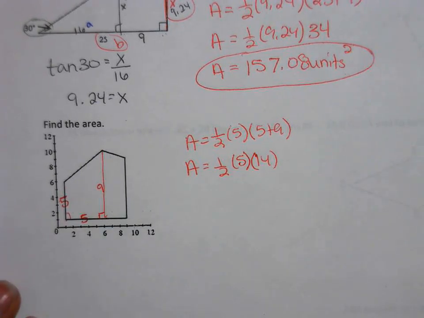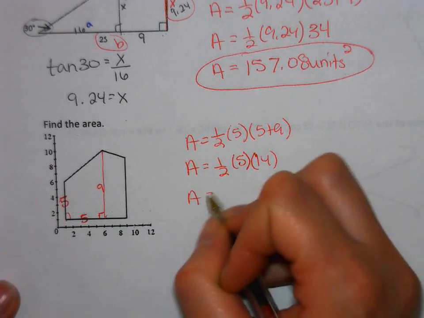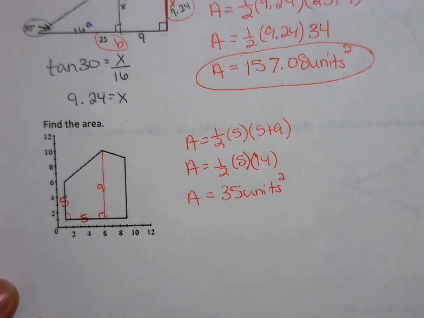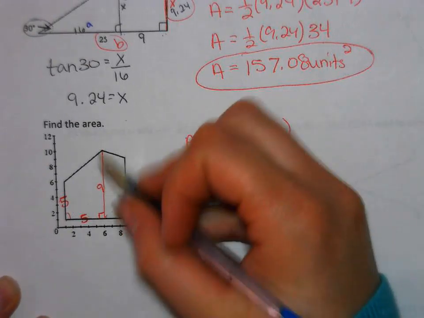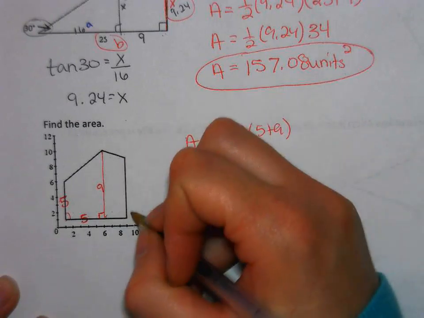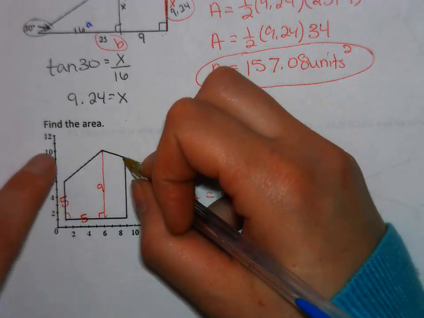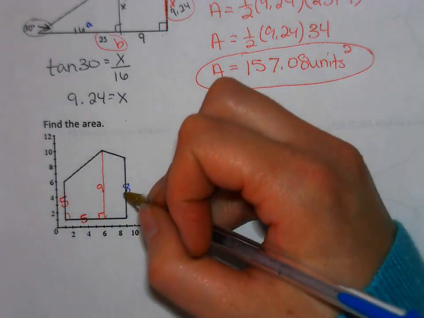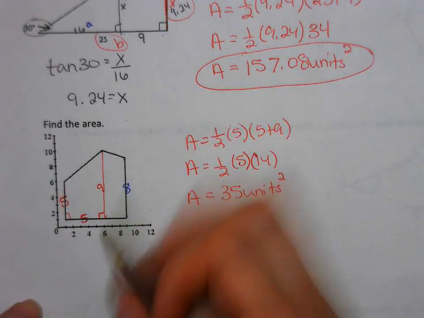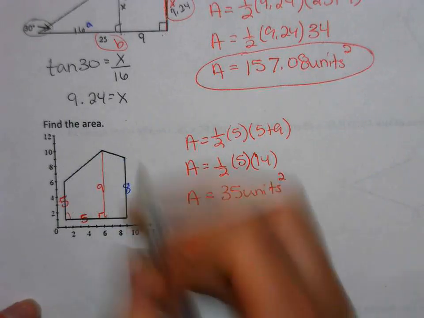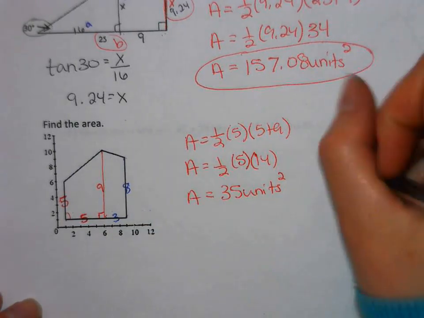So if we do 1/2 times 5 times 14, we get the area is going to be 35 units squared. So now let's take a look at the other side. So we already know this base, which is 9. Then this base over here still starts at 1, goes up to 9, so that has a base of 8. And here we have that it's going to be 1, 2, 3, height of 3.